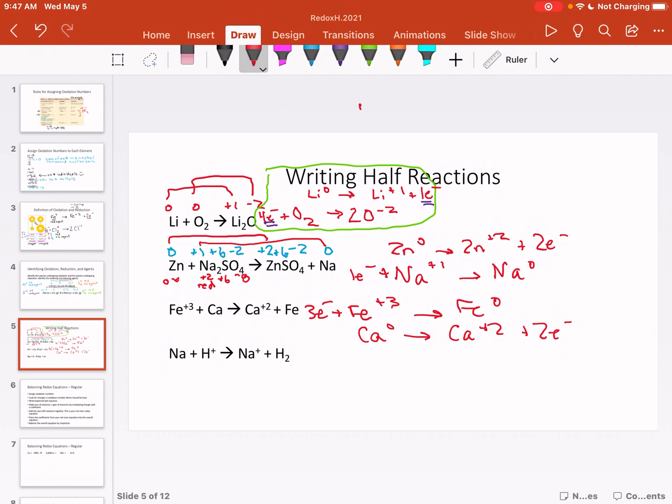So our last one is very similar. We have sodium 0 going to sodium +1, bring the high side down to match the low side, and hydrogen goes to H2. I do have to carry that 2 with me because it's diatomic, balance according to mass, and bring the high side down to match the low side. And there we go.